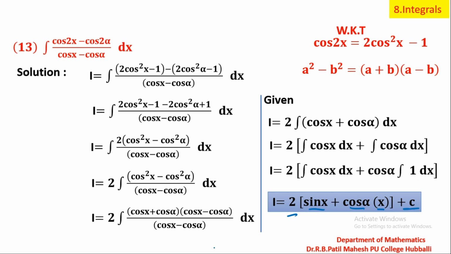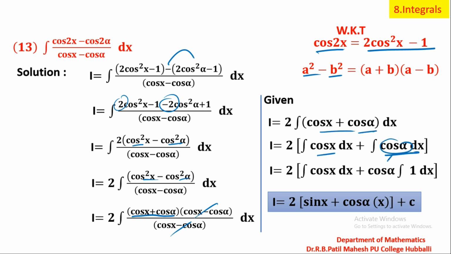Hence, we get the solution of the problem. Hope you followed. What is the very important task? Using the cos 2x formula, 2 cos square x minus 1, taking minus into the bracket and then taking 2 common. Then we get cos square x minus cos square alpha, using a square minus b square. So cancel it, take the integration of cos x plus cos alpha, both sides, treating cos alpha as a constant, and finally write the answer. Hence, we get the solution.